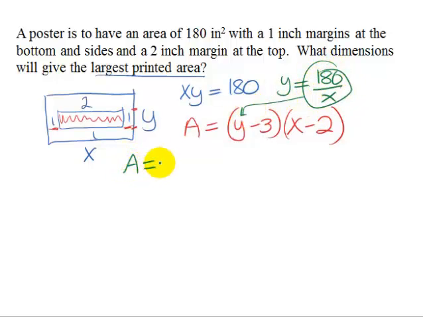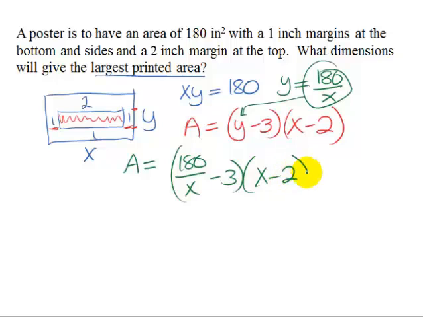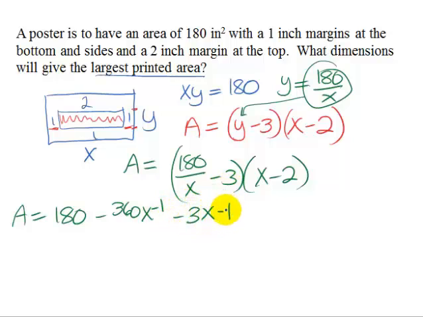We now have area is going to be (180 over x minus 3) times (x minus 2), and we're going to want to multiply that out. So that looks like that's going to be 180. When we do first times first, we do outers, we get minus 360 x to the minus 1. I'm writing it like this because we're going to be taking a derivative, so rather than over x, it'll be easy to express as a power. Inners are minus 3x, and last times last is plus 6.